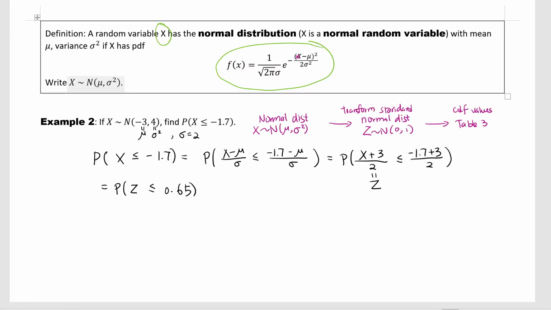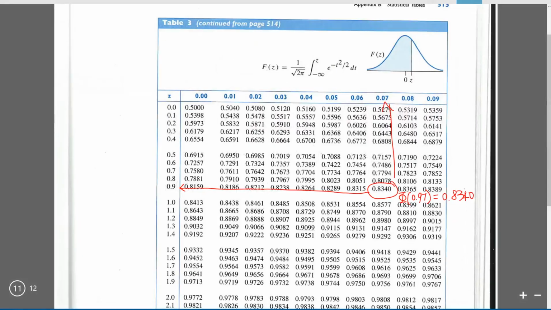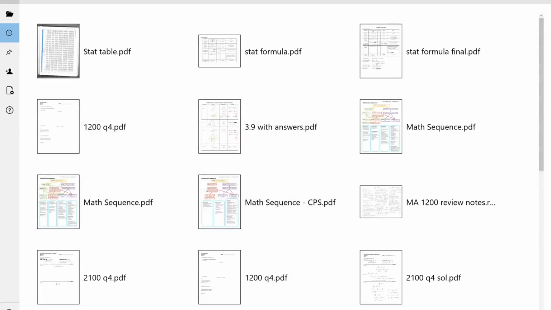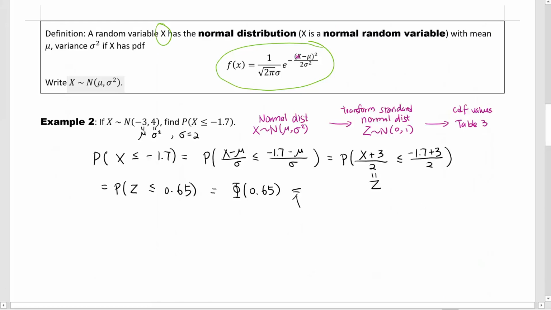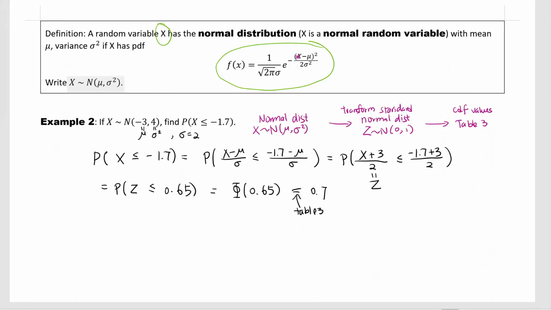Now z is the standard normal distribution, and we want to use the CDF to calculate. Here, less than or equal to is exactly the CDF. So we have phi of 0.65. What is phi of 0.65? Let's look at our table. For the z value 0.65, this is our number, 0.7422. So from table 3, we get 0.7422. This is the probability.